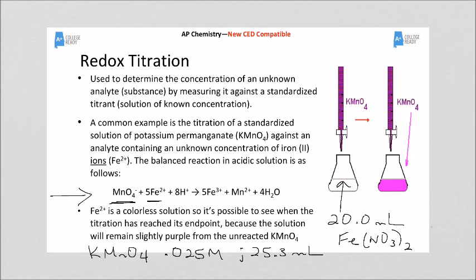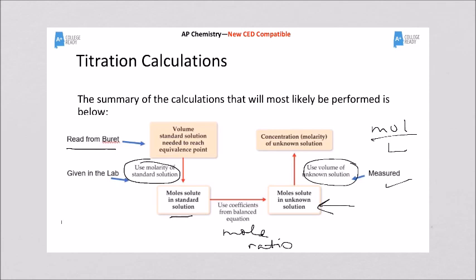So here are the questions we want to answer. First, what is the number of moles in the standard solution? That would be our moles of KMnO4, which is exactly the same as our moles of the permanganate ion because there's a 1-to-1 ratio. So that's our first question.